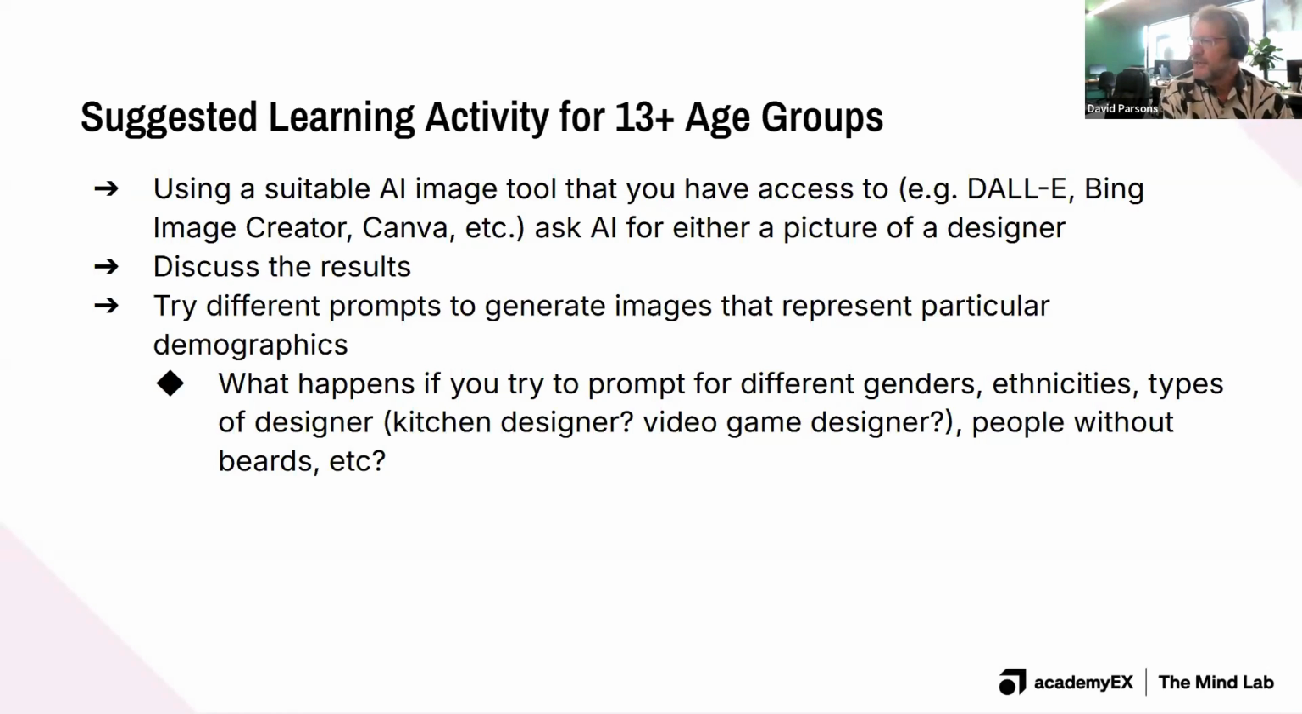It shouldn't say either, it should say ask AI for a picture of a designer, and then just discuss the results. And then go into some other generations that represent different demographics. So if you try to specifically prompt for gender, or specifically prompt for ethnicity, or specifically prompt for types of designer. So if I said kitchen designer, what do you think that would be, a young white man with a beard, do you think? It might well be a woman.